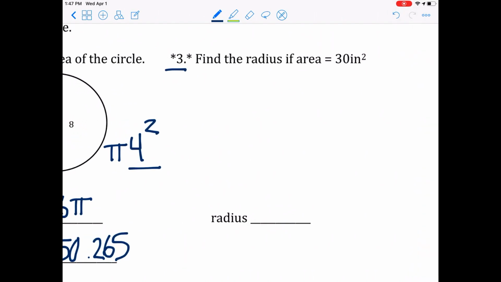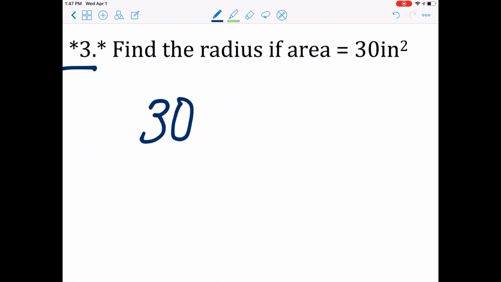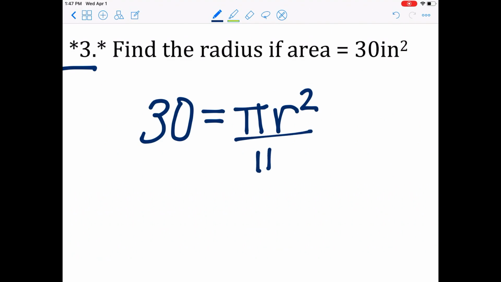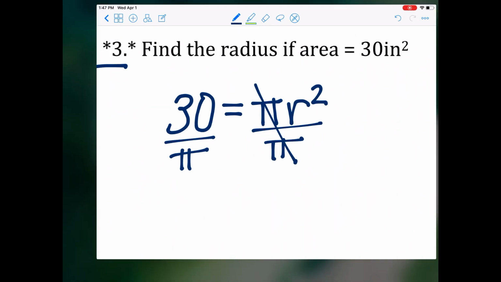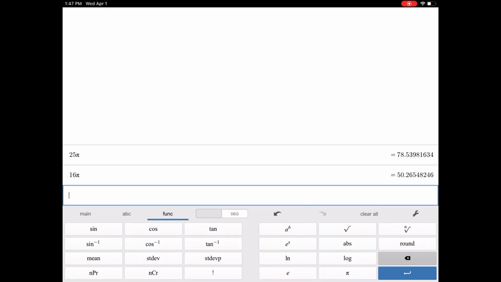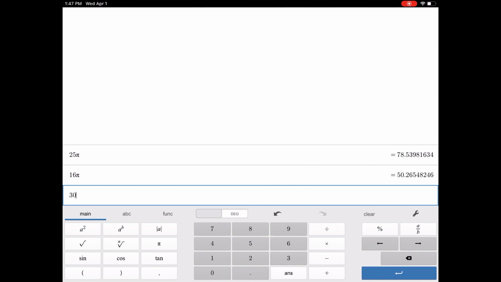When you see the asterisk, you know it's going to be something a little bit different. It says find the radius if the area is 30 inches squared. So, if the area is 30, let's zoom in a little bit, that means 30 has to equal pi r squared. So your first thing you want to do is divide by pi to get rid of that pi. We're going to do the same thing to the left. I'm going to go to my calculator and do 30 divided by pi, because honestly, I don't know that off the top of my head.